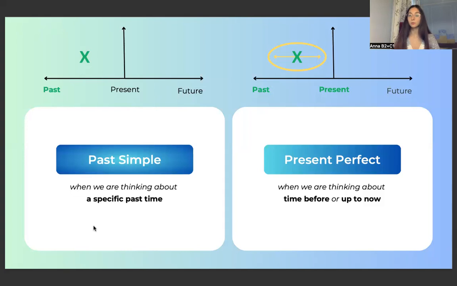The difference between present perfect and past simple is that we use present perfect when we are thinking about time before and up to now, whereas we use past simple when we are thinking about a specific past time.